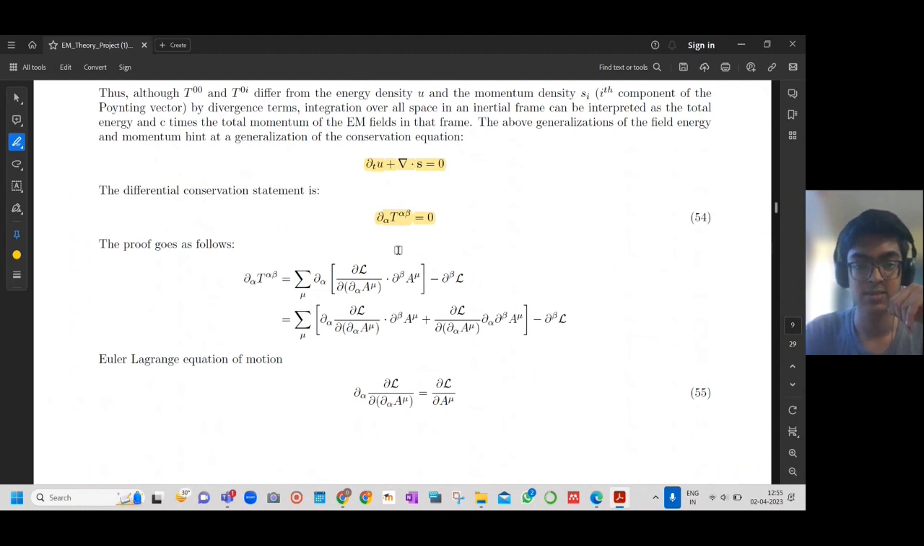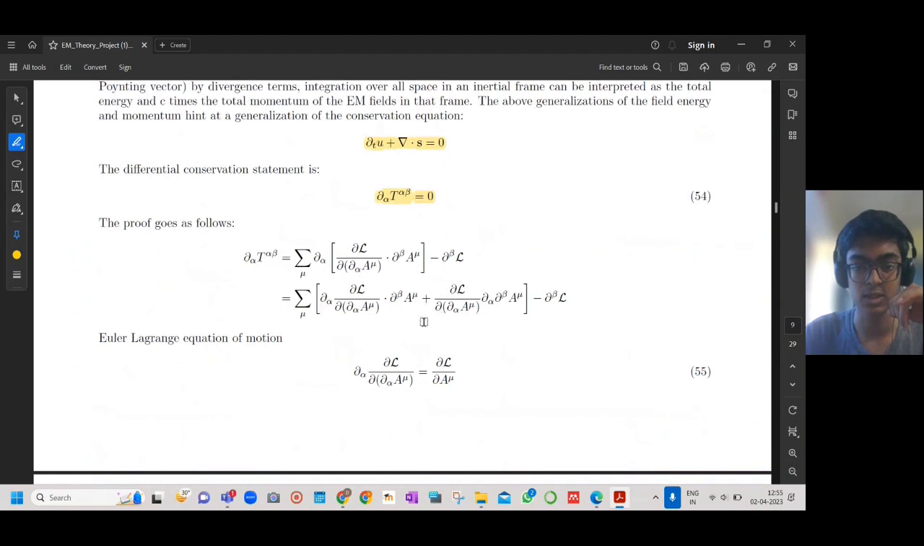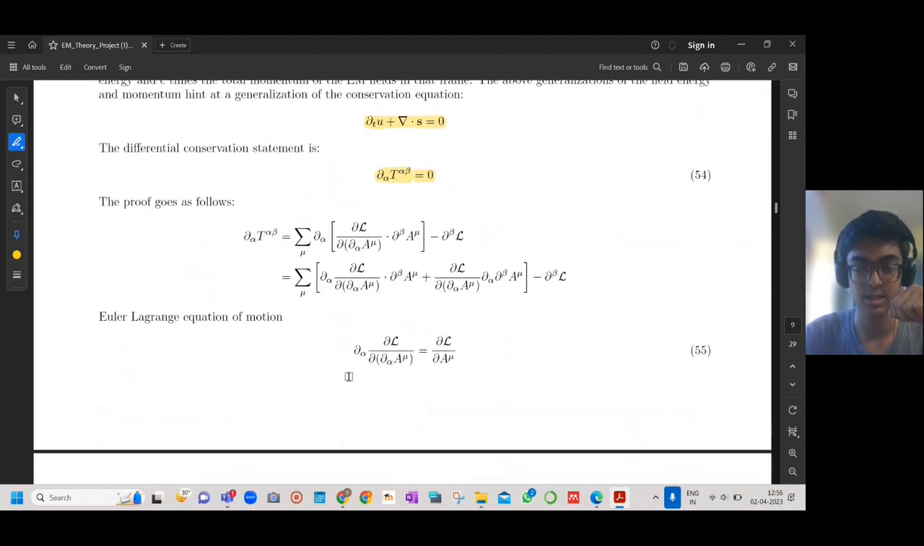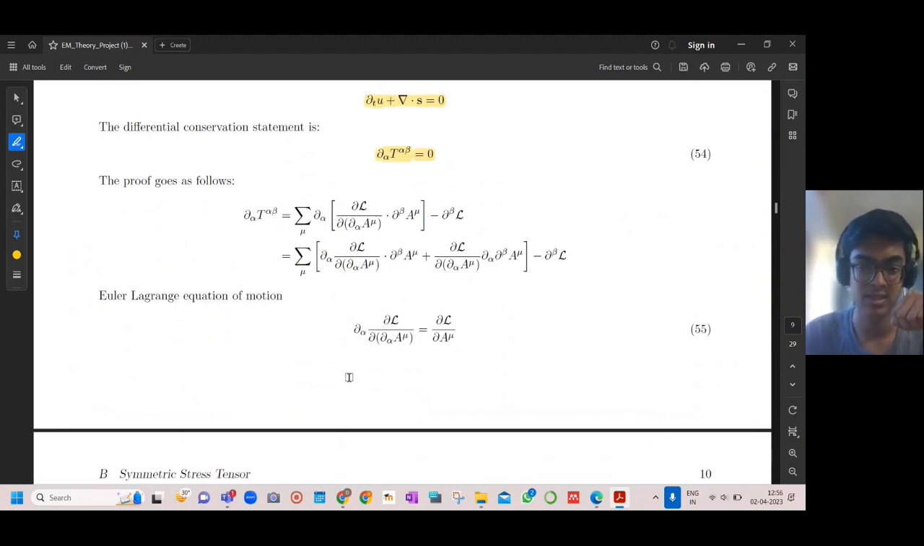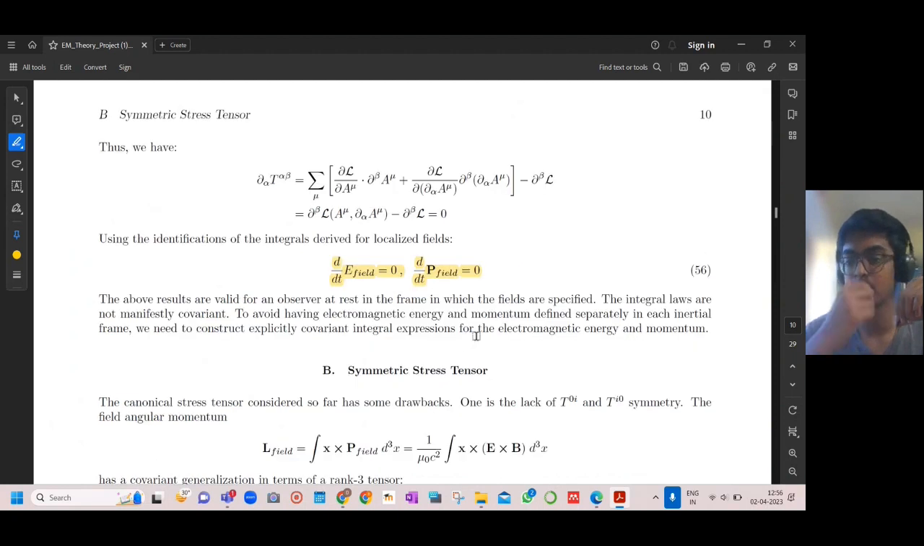Now the proof for this is straightforward. I have worked out the math over here. We only need to invoke the Euler-Lagrange equation of motion in between in one step, and then we can easily show that the 4-divergence is 0. So we have actually worked out the energy and momentum conservation for the fields in the source free case.